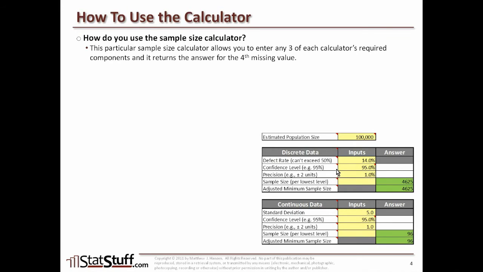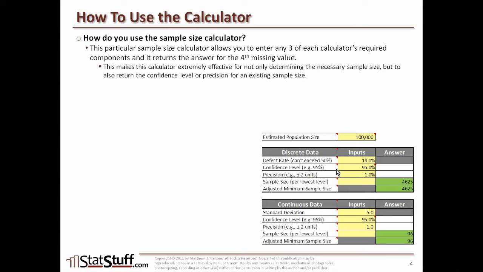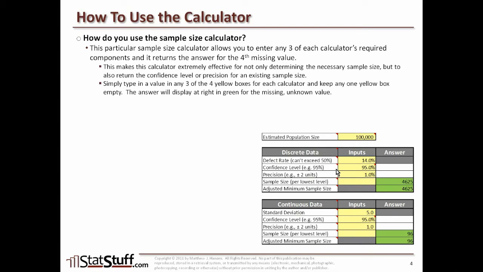So it makes it a whole lot easier to work with, where you're not having to go back and forth between multiple calculators, but it's all embedded within this one calculator, and it makes it extremely effective for not only determining the necessary sample size, but also solving for the confidence level or precision when you have an existing sample size. So all you have to do is plug in any one of those values that you have, and whatever the missing value is, it will solve for the unknown value.